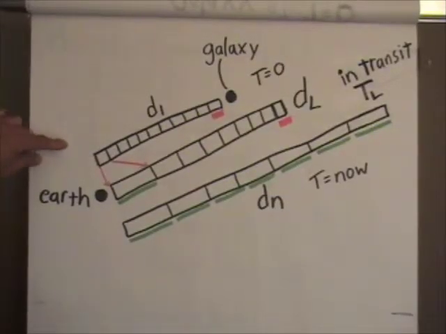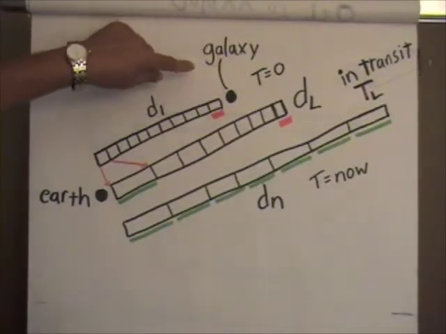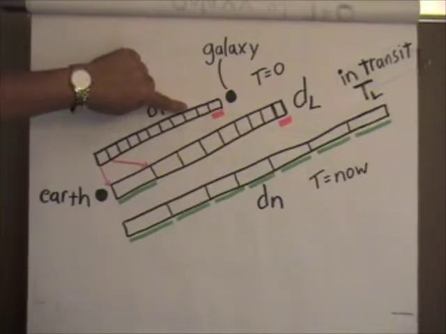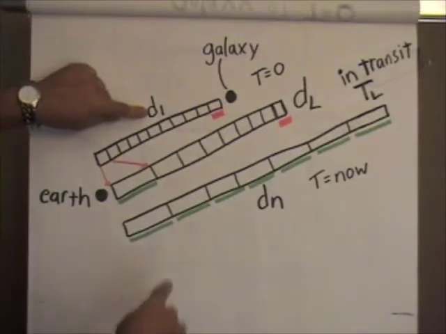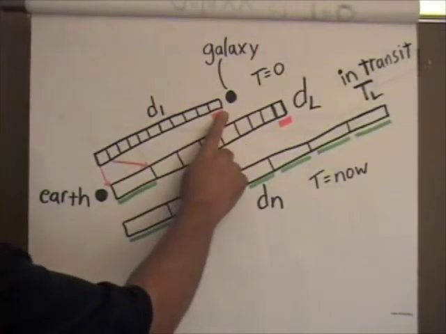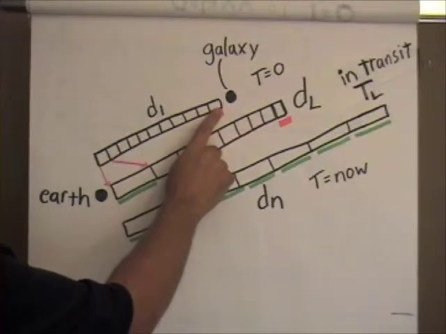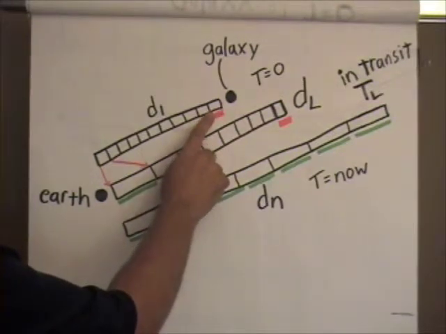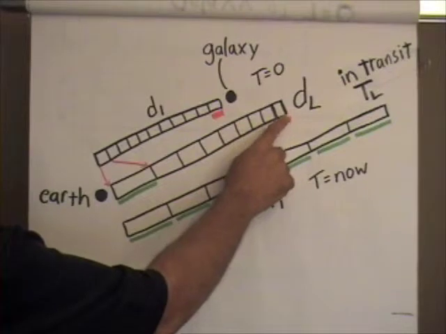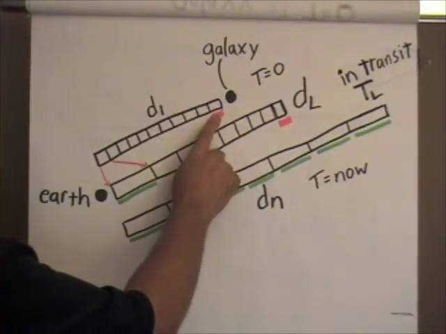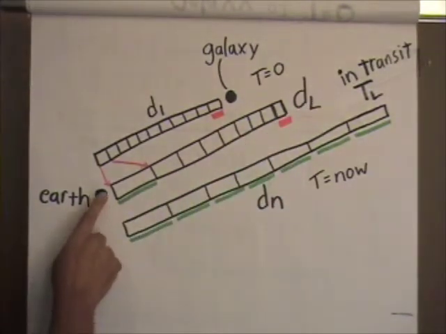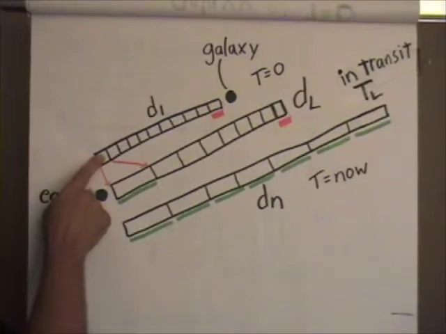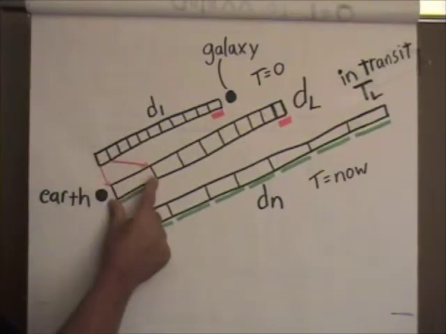This is another way of understanding the same diagram. At time equals 0, the galaxy was so many megaparsecs away from Earth, d1. While light was in transit, as the light crossed the first megaparsec, it hadn't expanded very much. So its distance was about the same, almost exactly the same, as the original distance. By the time the light gets to the Earth, the last megaparsec of space has had a lot of time to expand.